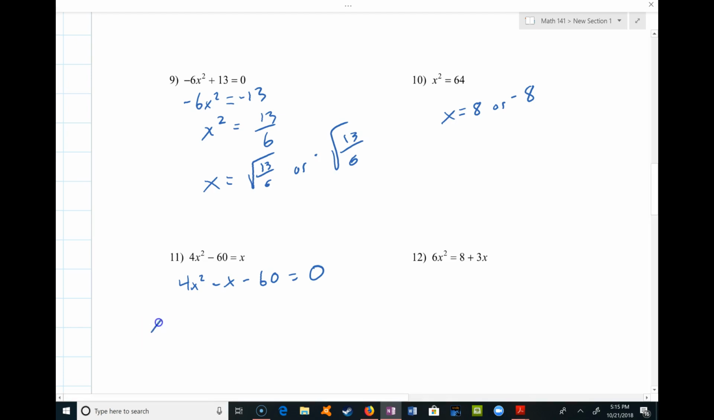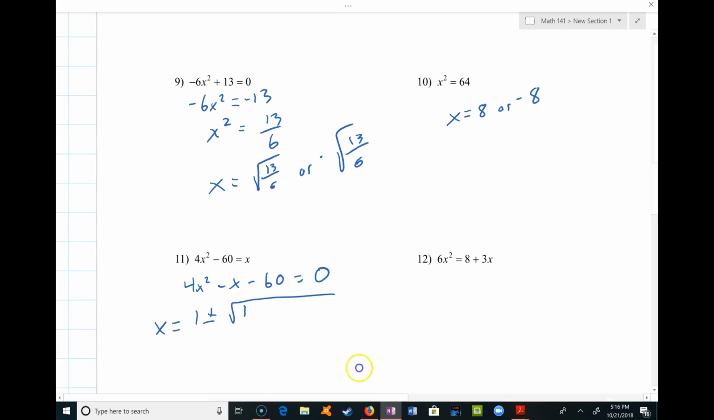I'm just going to throw the quadratic formula. x equals, so that would be negative 1, negative 1, which would be 1, plus or minus the square root of 1 squared, which would be 1, minus 4 times negative 60, so that would be plus. So what's 4 times 60? That'd be 16 times 60. 6 times 6 is 36. And 6 times 1 is 6, 7, 8, 9. 960. Wow. And then on the bottom, I'm going to have a 2 times 4, which is 8.